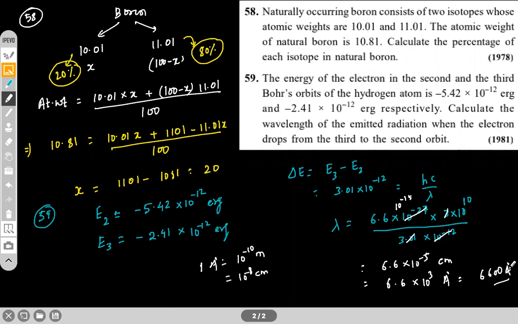The question was not difficult, but you have to take care of units here, because erg is given. Remember always, erg is the CGS unit, so everything I have taken in CGS here. Or you can convert this into joule: 1 joule equals 10 to the power 7 erg, so 1 erg equals 10 to the minus 7 joule. That way you can convert into joule and use SI units. So these are the two subjective questions we have. Simple questions.